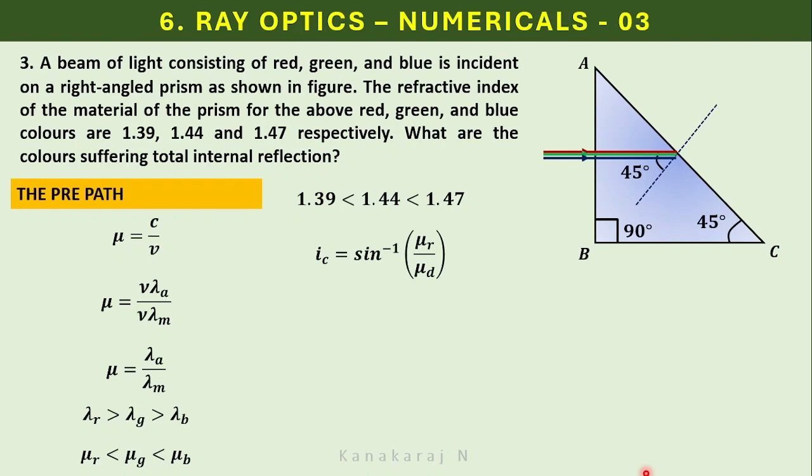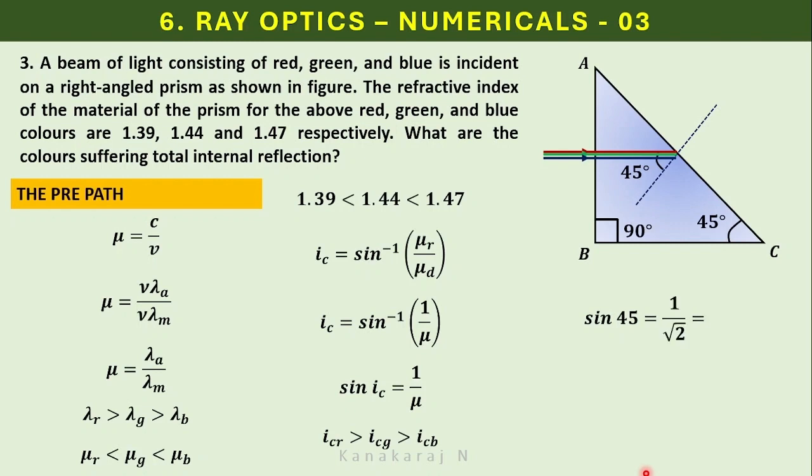IC equals sine inverse of mu r by mu d. IC is the critical angle. So IC equals sine inverse of, we take mu r, the vacuum or the air refractive index, as 1, and the denser medium, the prism refractive index, is mu itself. Good. So sin IC equals 1 by mu. Here comes a very important relation: as mu is least, the critical angle will be the highest. So the critical angle for red color is more than the critical angle for green color, which is more than the critical angle for blue color.